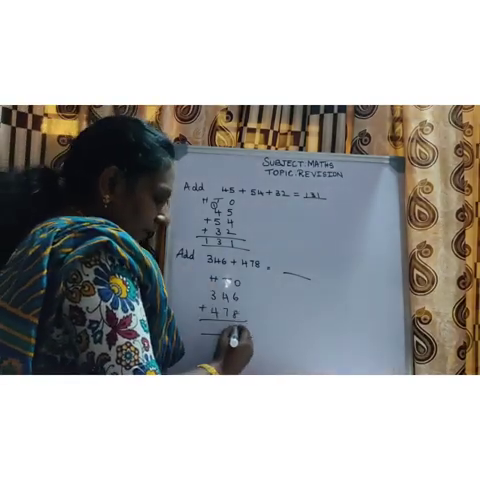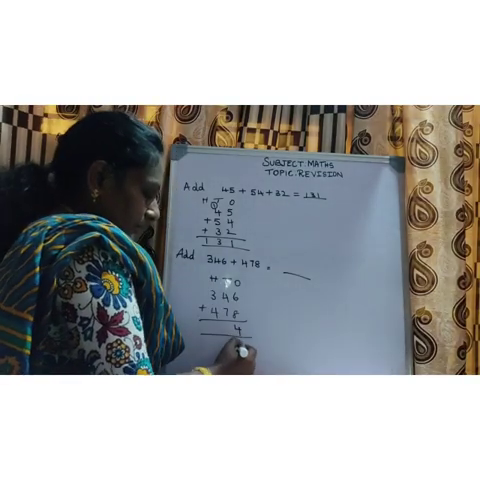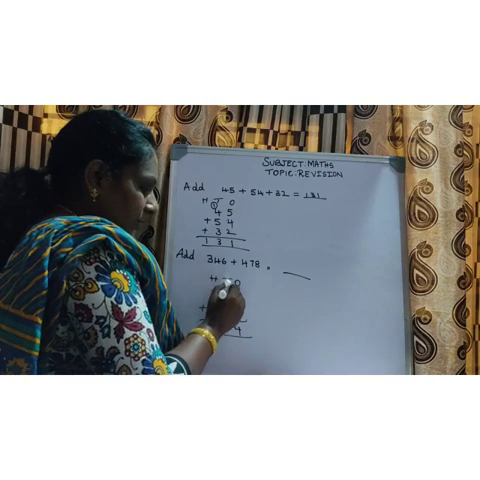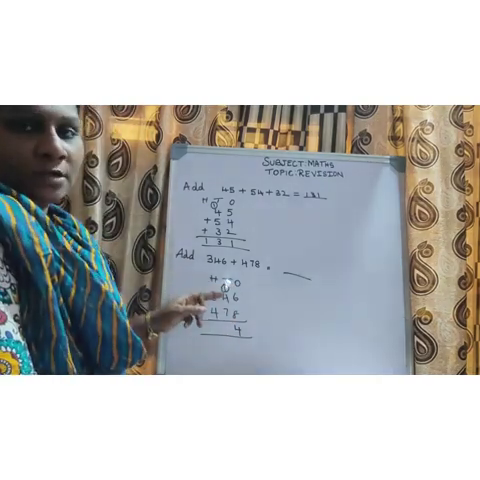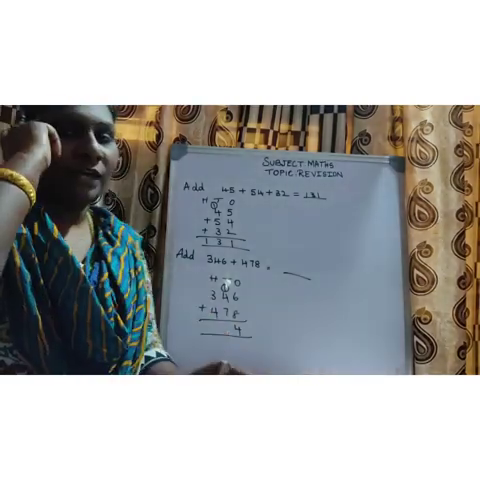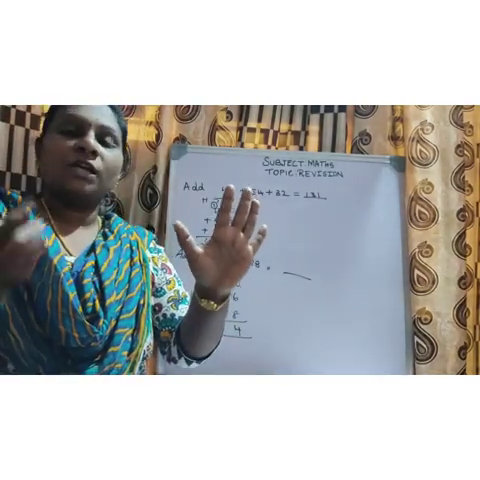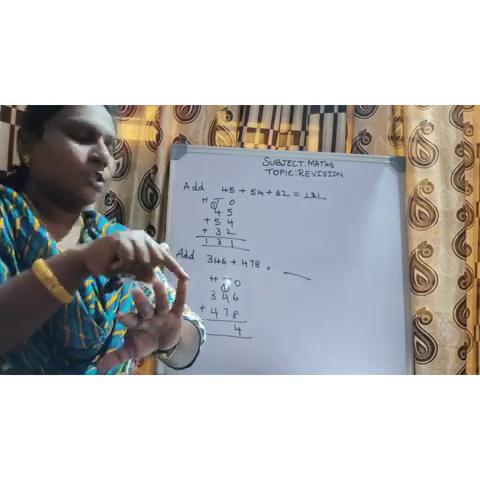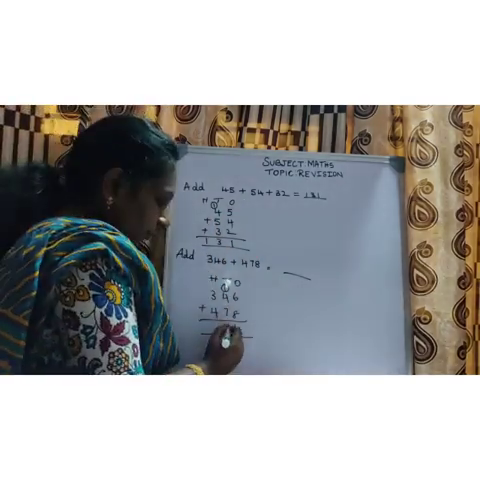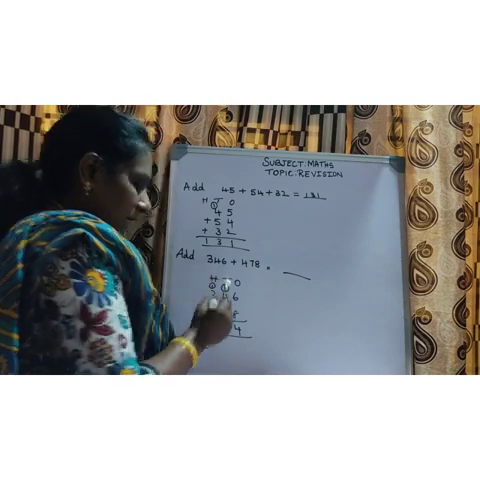So 14, how will you write? 4 below in the ones place and 1 you should take as carry over. So 1 plus 4 is how much? 5. 5 plus 7. So 5 in your mind, 7 show it in your finger. After 5, 6, 7, 8, 9, 10, 11, 12. So write 2 here and 1 you should take as carry over.